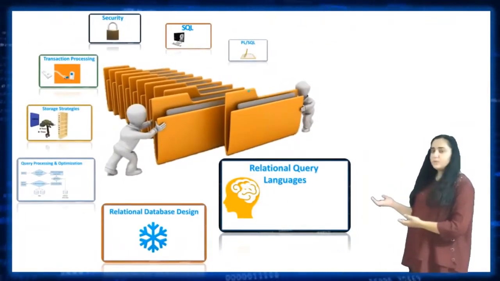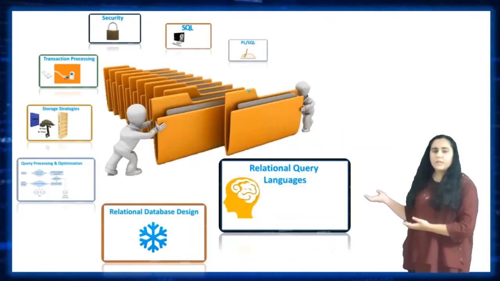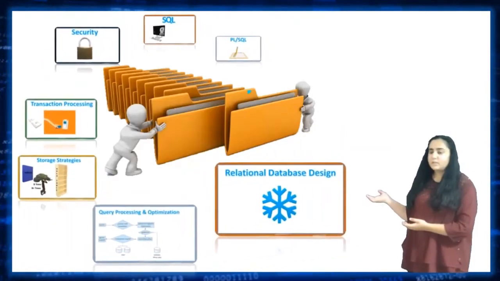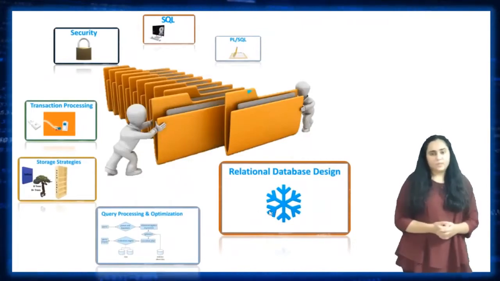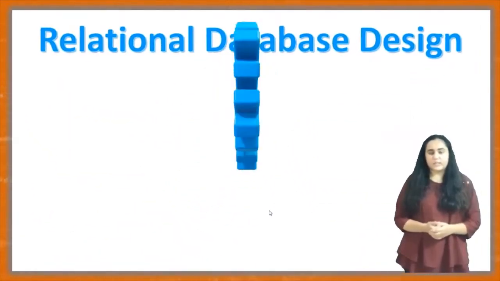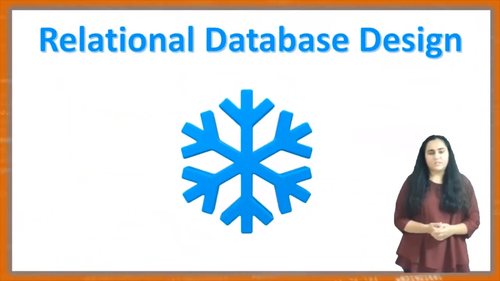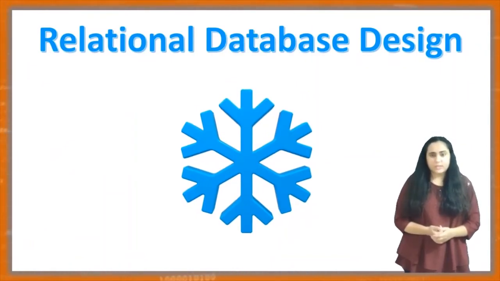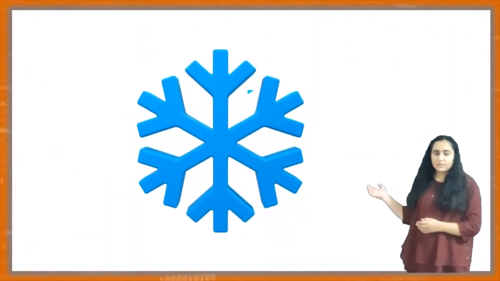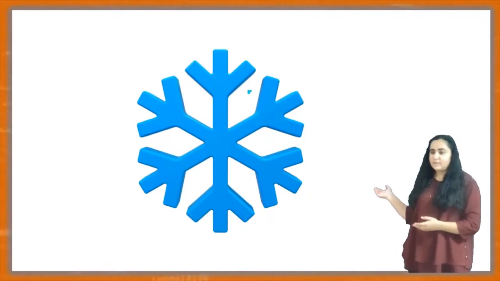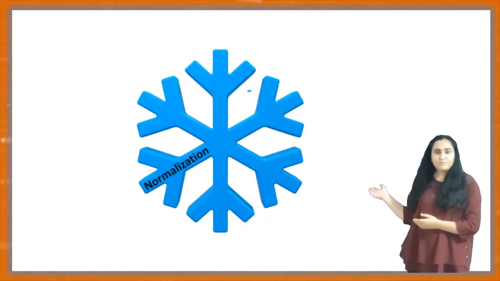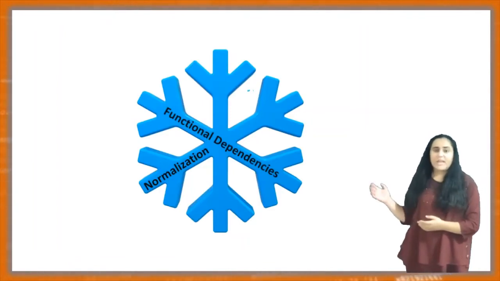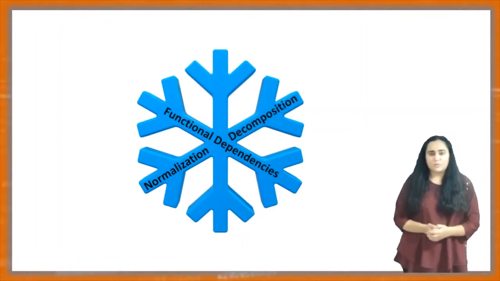Next, we are going to go to the relational database design. So let's see what it's all about. Relational database design allows us to design the database efficiently. This means designing a database that is normalized, free from functional dependencies, and decomposed without loss of data.